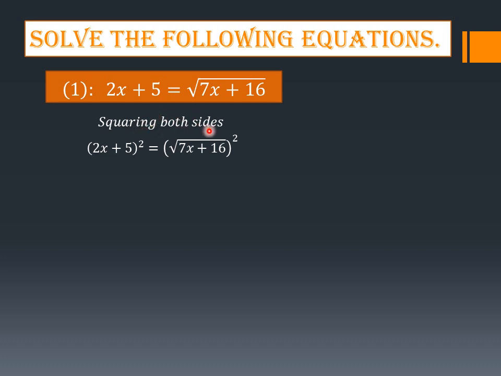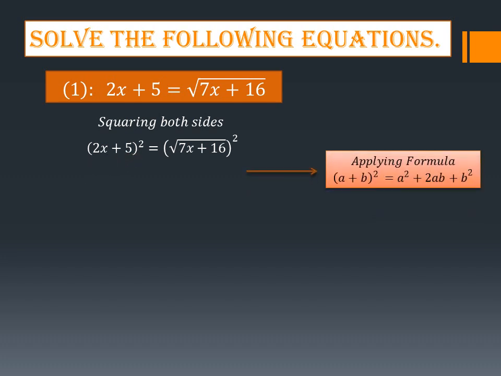So taking the square of both sides, we will get 2x plus 5 whole square equals under root 7x plus 16 whole square. This square will get cancelled with the root, but on the left side of the equation, 2x plus 5 whole square, we have to open it with the formula. Applying the formula: a plus b whole square equals a square plus 2ab plus b square. The first term 2x is a here, and the second term 5 is b.